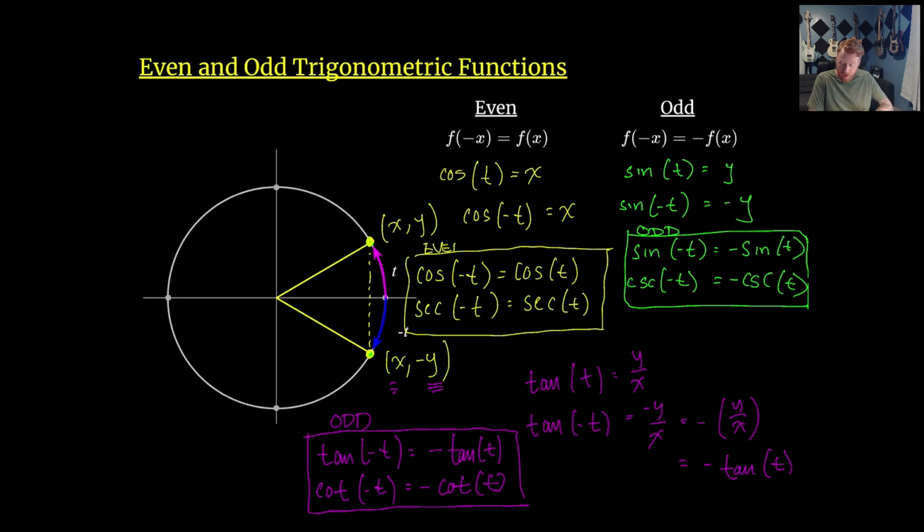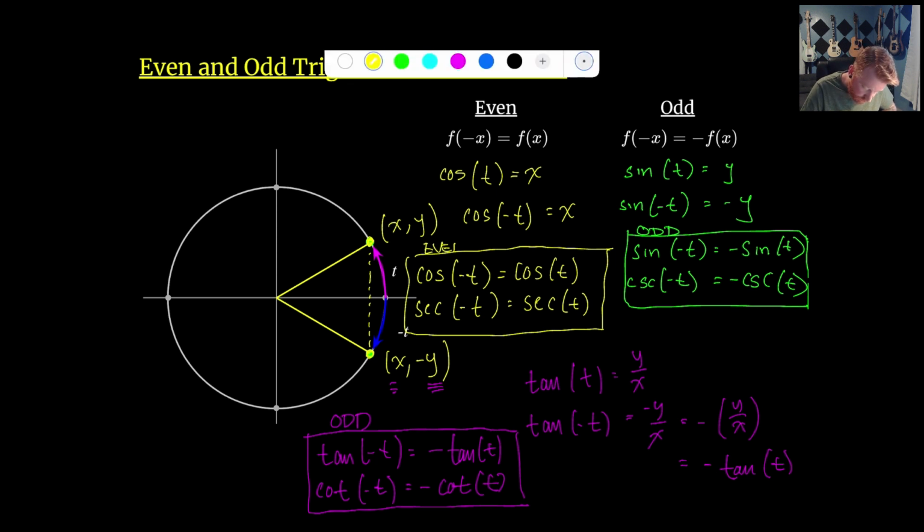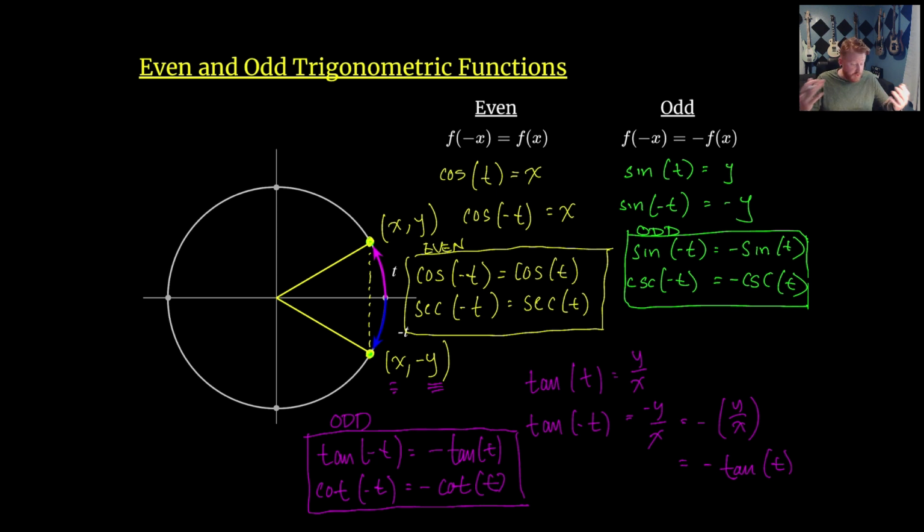So there they all are listed out. The only ones that are even are cosine and secant, and all of the rest are odd. Sine, cosecant, tangent, and cotangent are all odd functions. So we can use this going forward, thinking about some of our trig identities in order to simplify.